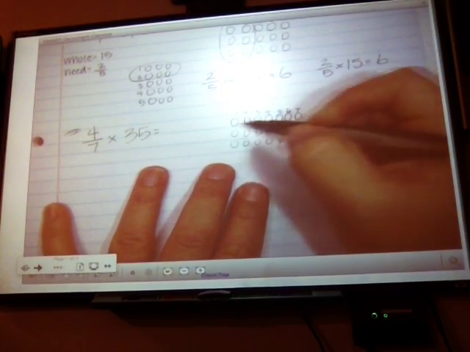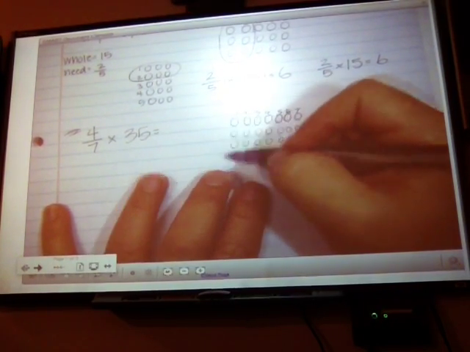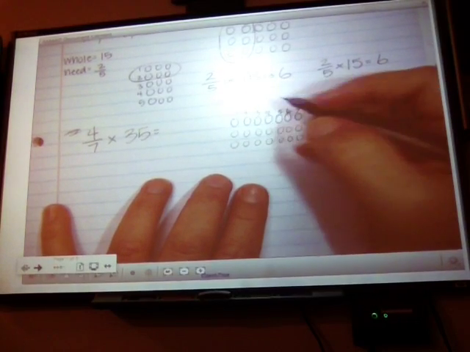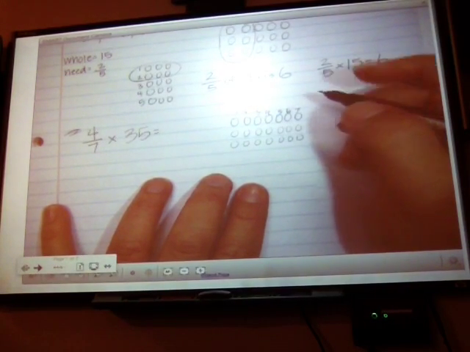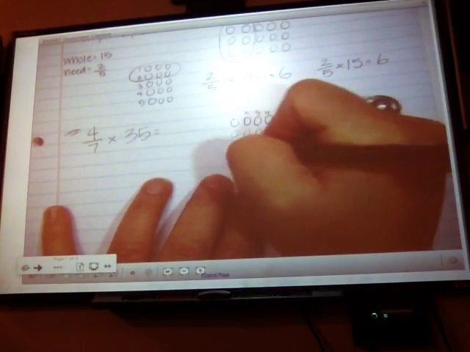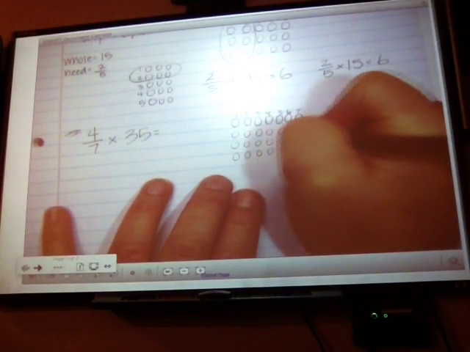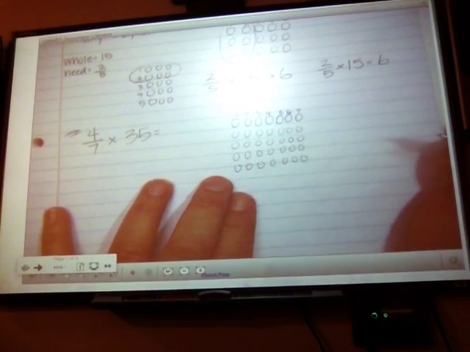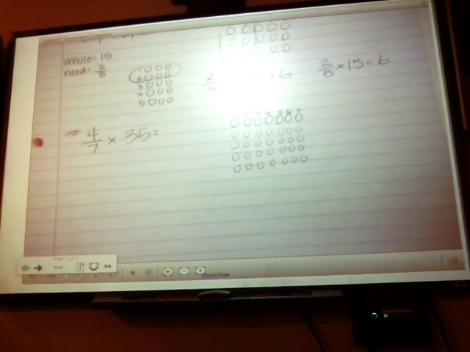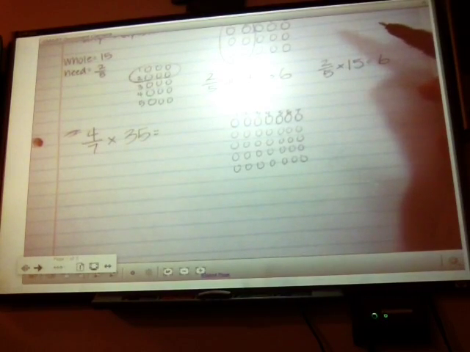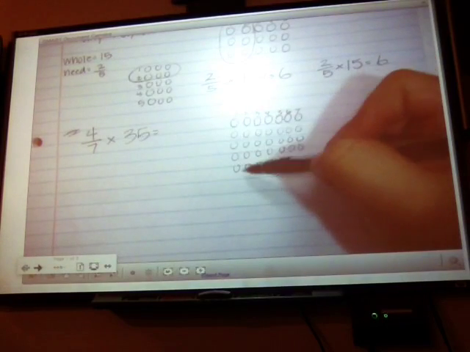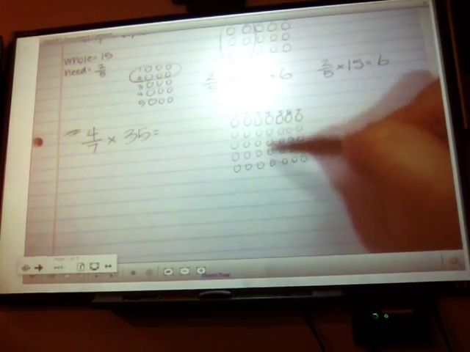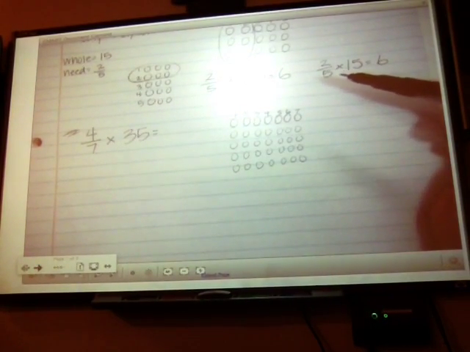If I'm making an array and I've got 7 going horizontally, how many groups should I have vertically? 4. 7 times 4? 5. Oh, yeah. You should be writing. You can be writing and if you're manipulating, that's fine. Because 5 times 7 is 35. There's all my 35. Good question.